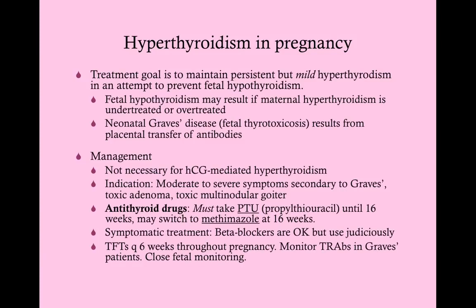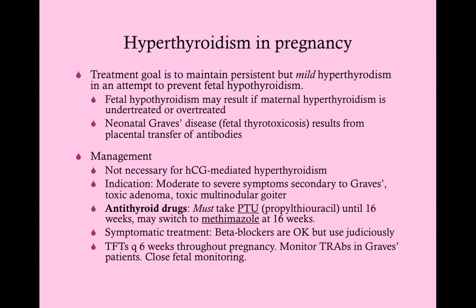The treatment goal of hyperthyroidism in pregnancy is to maintain persistent but mild hyperthyroidism in an attempt to prevent fetal hypothyroidism. So we have a balance here. We don't want to over-treat her, but we don't want to under-treat her. And what we found is that the happy medium is a mild hyperthyroidism. If we go too far and even bring her into euthyroidism, it can actually have negative consequences on the baby. So mild hyperthyroidism is our balance point.